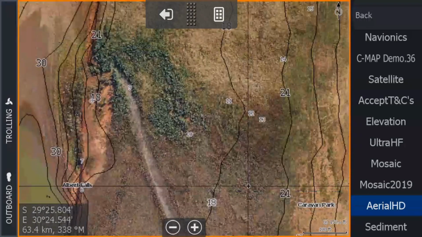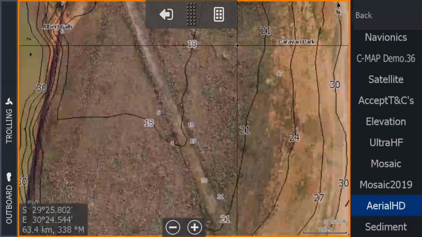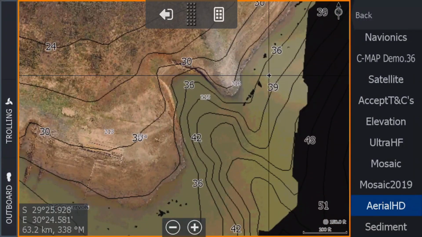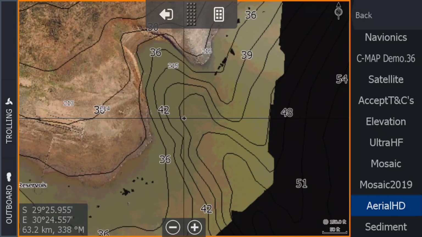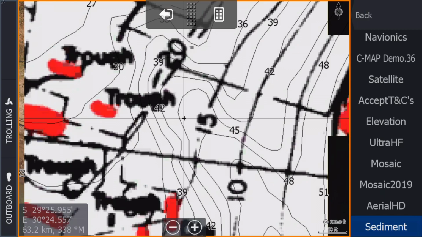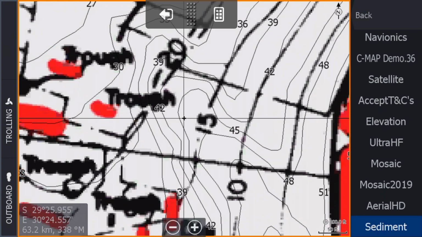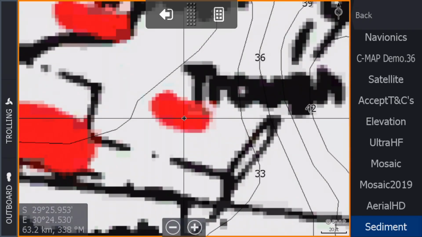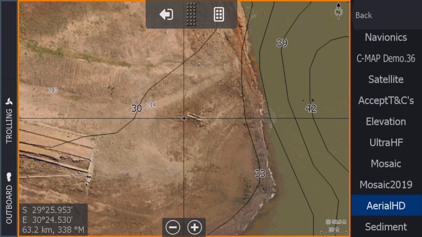It's become really overgrown. The other thing to keep in mind is Zane mentioned something very important. He said on the sediments, watch out for these little red marks. Now you see here, you see this red mark here, it says trough. If we zoom into that and we go to your aerial HD, there it is there.